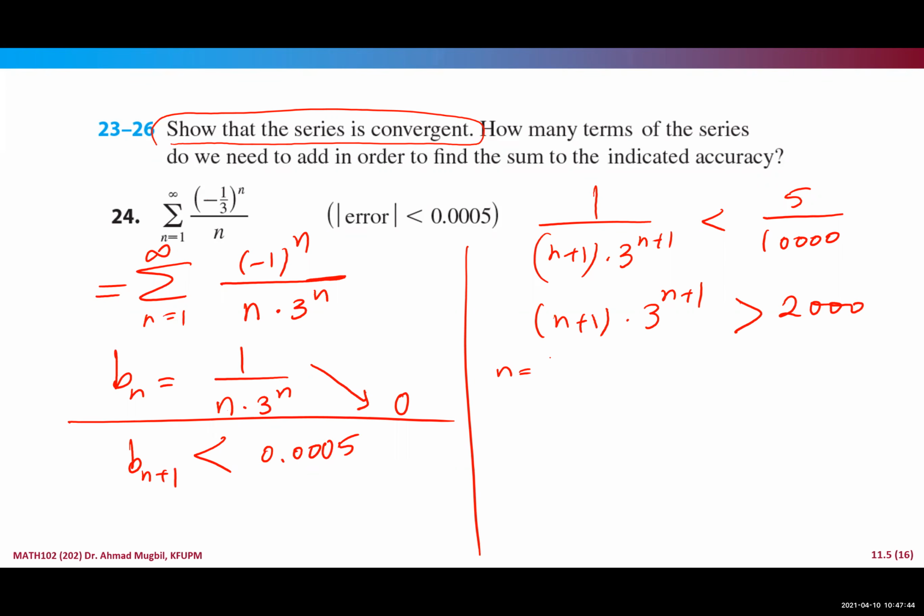So if you think about n equals, for example, n equals 4, what will we have? We will have 5 times 3 to the power 5. What is this, Shabab? This is 5.